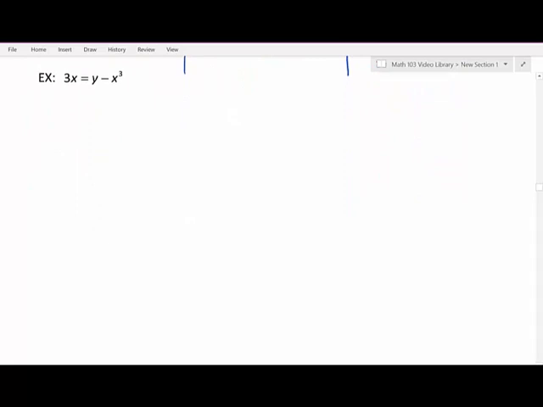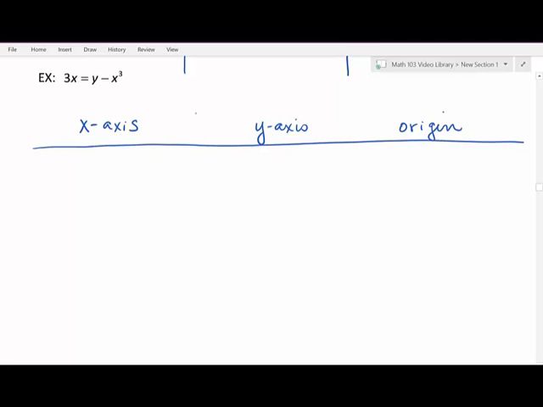3x equals y minus x to the third. I'm going to start by making my chart. It's important when you're doing assignments to put headings so that I know what you're testing for. And also when you're doing your homework, it's really important to do that so you know what you're testing for. So to test for symmetry with respect to the x-axis, I'm going to replace y with negative y.